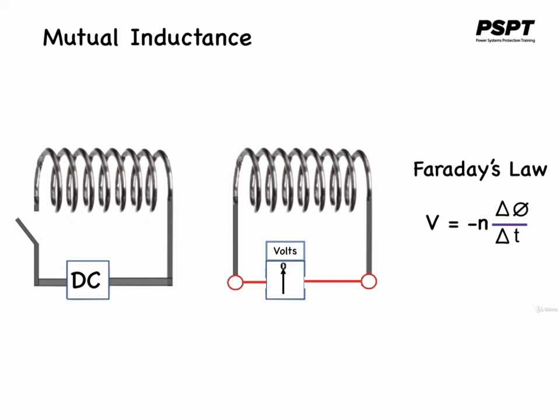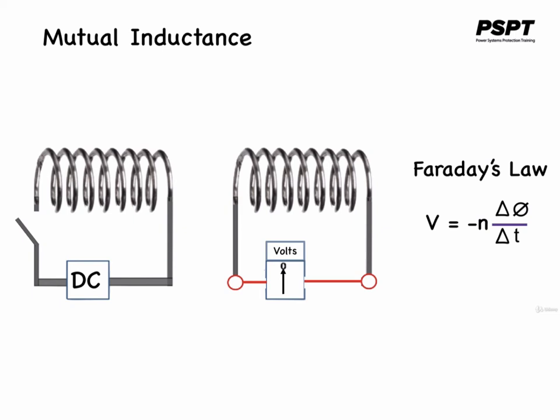Lenz's law does not play a role in this situation, as there is no current flowing in the second coil at this time because the voltmeter has a very high impedance and is measuring only the open circuit voltage.